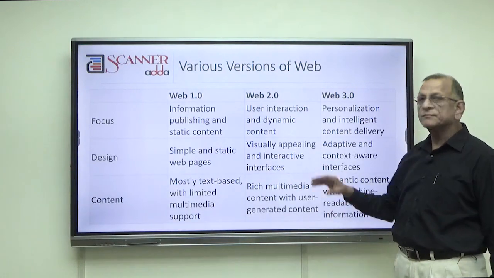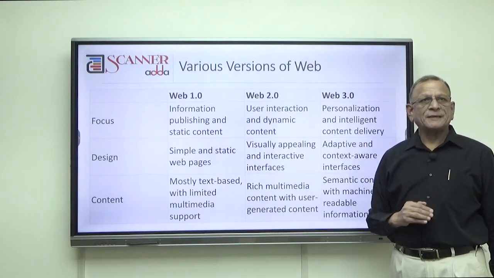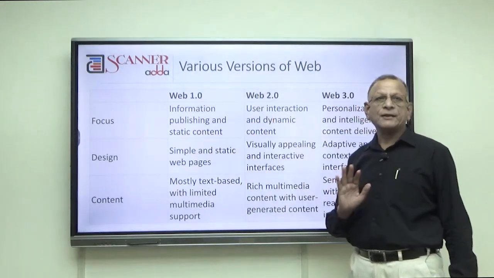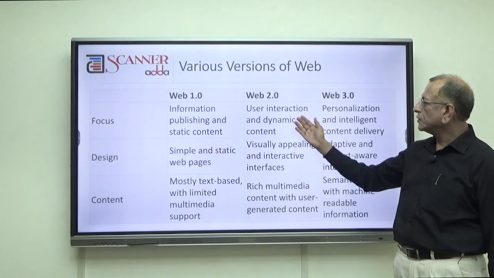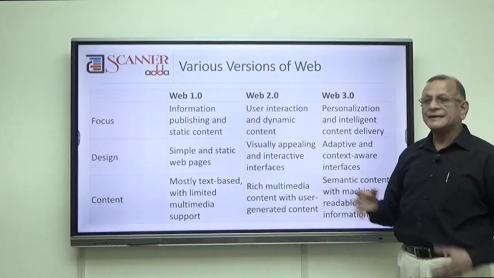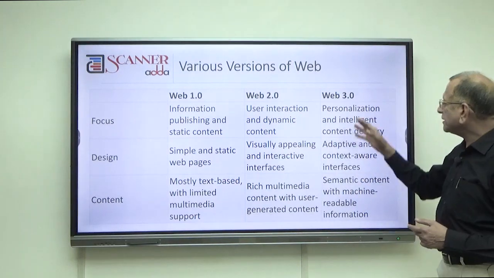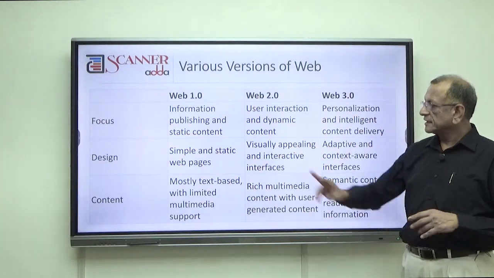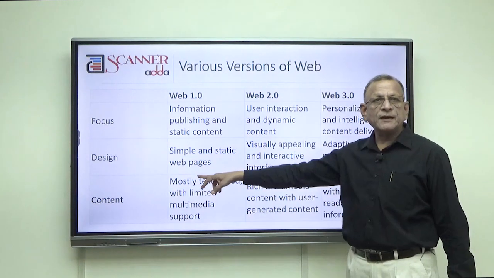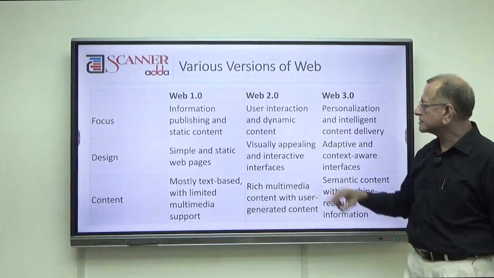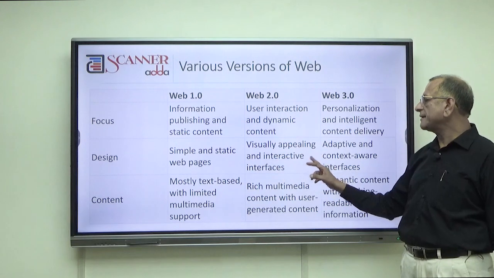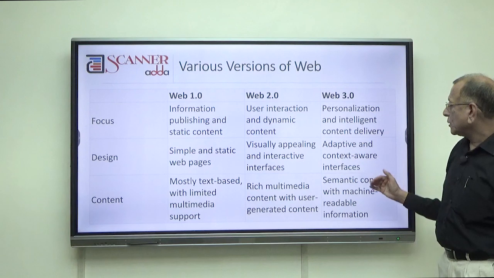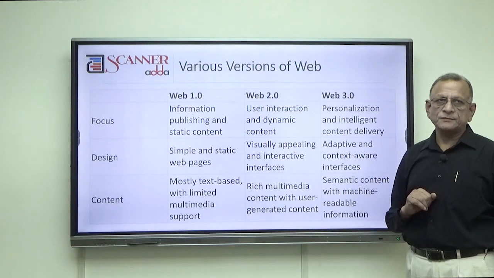So one by one. From the focus perspective, Web 1 was having only information publishing and static content. Web 2 was having user interaction and dynamic content. Web 3 is personalization and intelligent content delivery. Design, in the case of Web 1, was simple and static web pages. Web 2 was a visually appealing and interactive interface. And Web 3, an adaptive and context-aware interface.